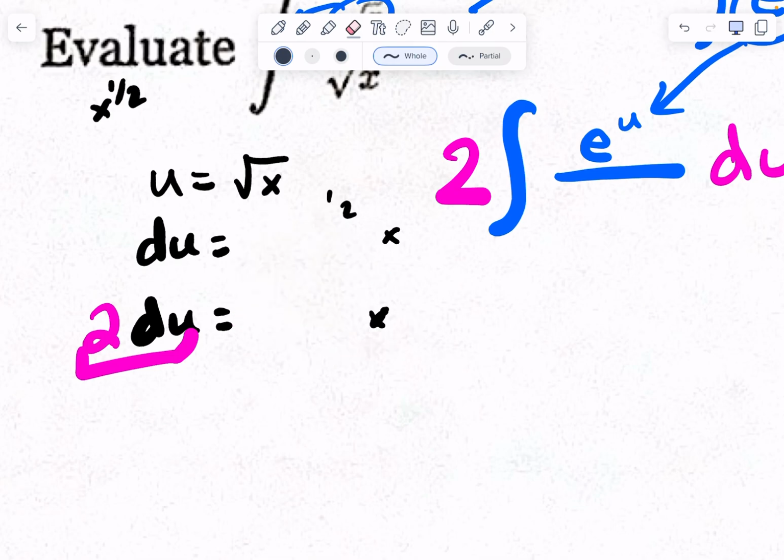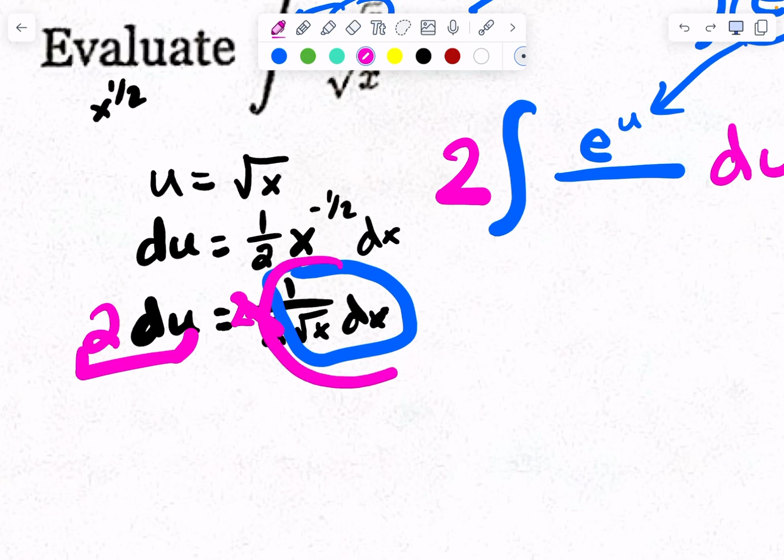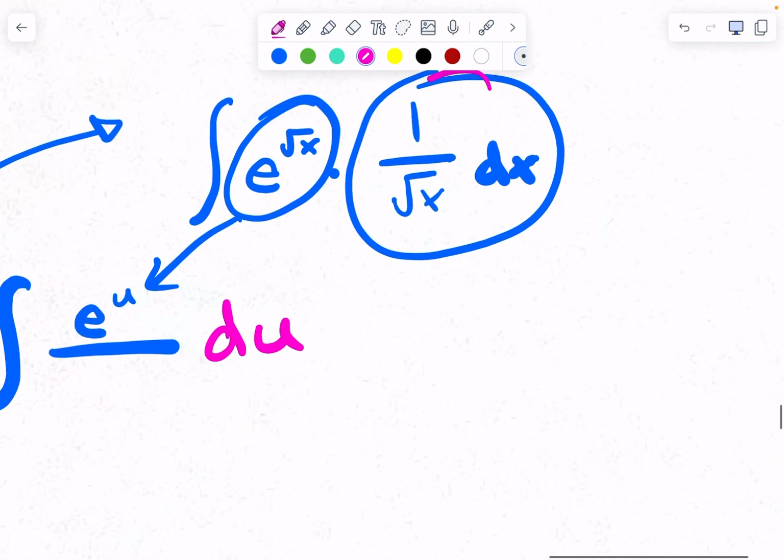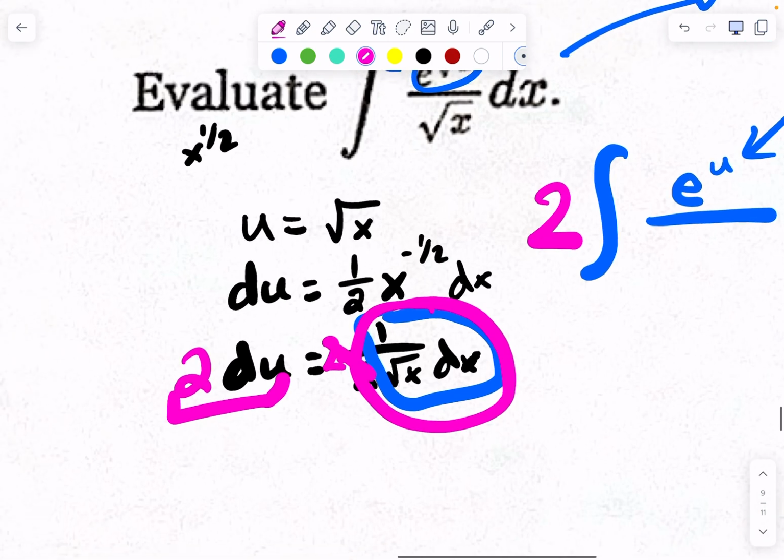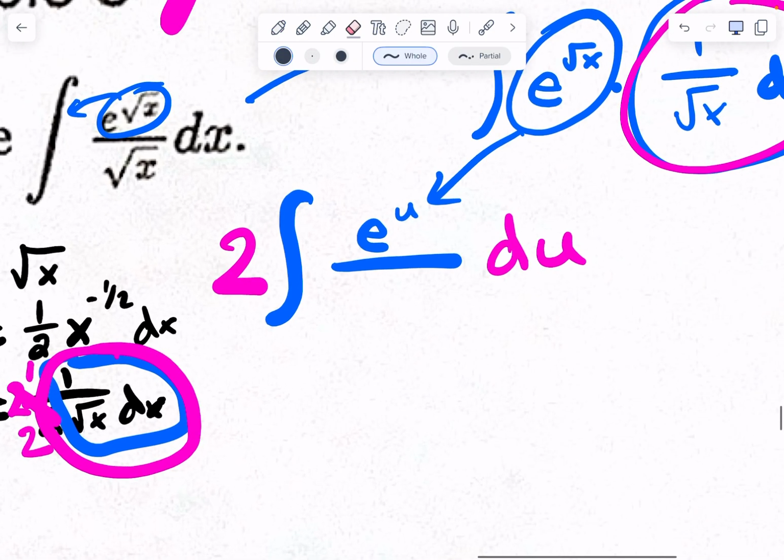1 over the square root of x dx was right here. 1 over the square root of x dx. I have to get rid of the 2 because this was 2 square roots of x. So I bump the 2 to the other side. This guy is like 1/2, right? So when I bump it to the other side, it becomes 2 du. So 2 du.